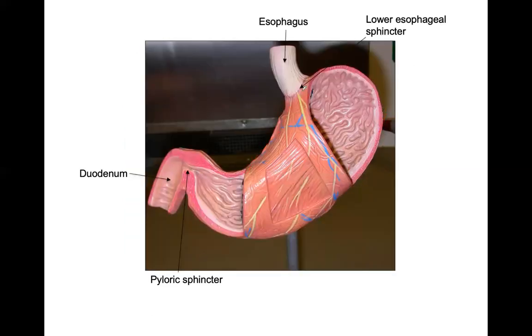Two sphincters are associated with the stomach, one at the beginning called the lower esophageal sphincter, and one at the end, right close to the pyloric region, called the pyloric sphincter.